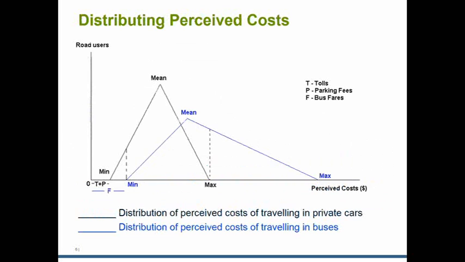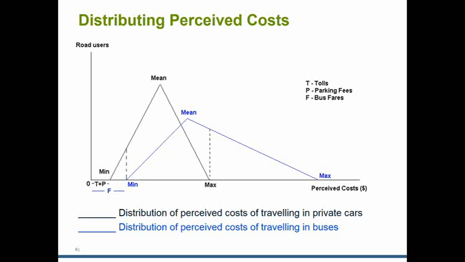So now we're going to take a look at our triangle distribution and how perceived costs are applied to that. You can see here in the figure, we've got number of road users on our y-axis, and perceived costs on our x-axis. We've got two distributions here, one for private cars and one for buses. The black line represents private cars, the distribution of perceived costs of traveling in private cars. The blue line is the distribution of perceived costs of traveling in buses.